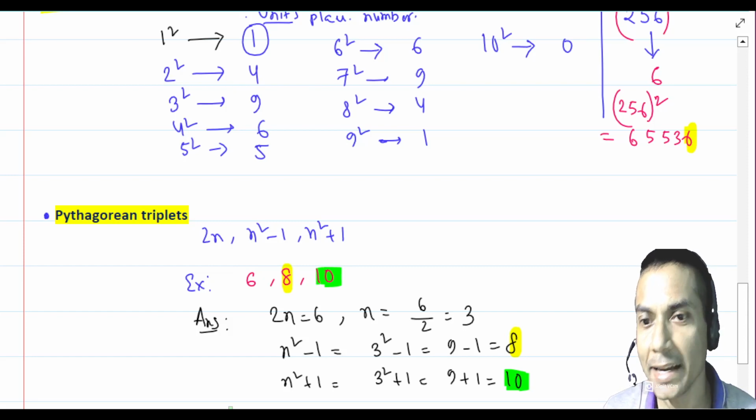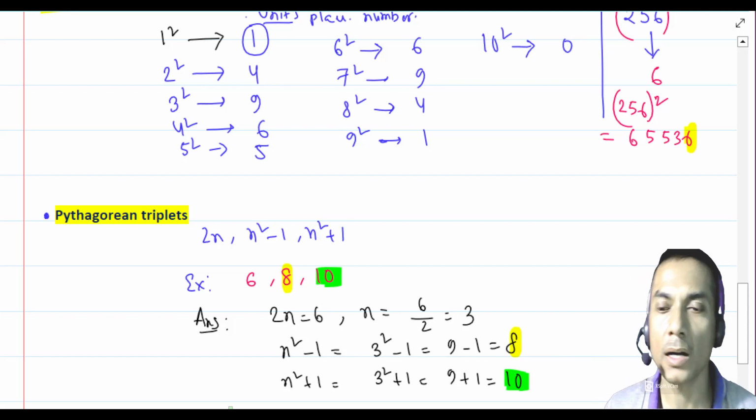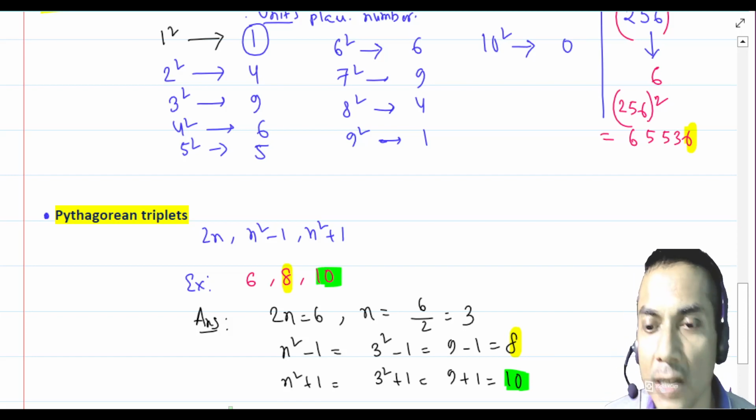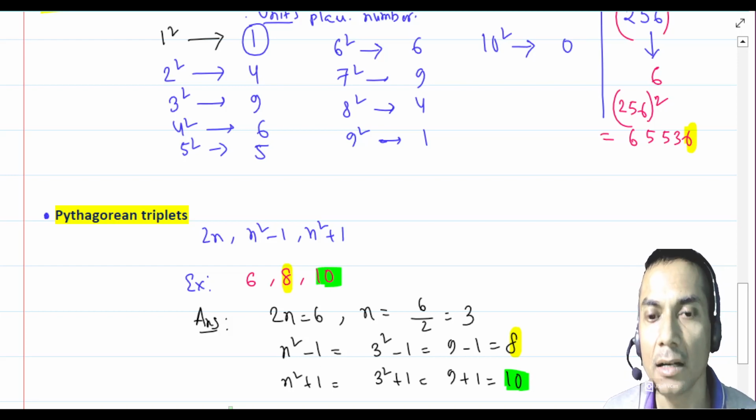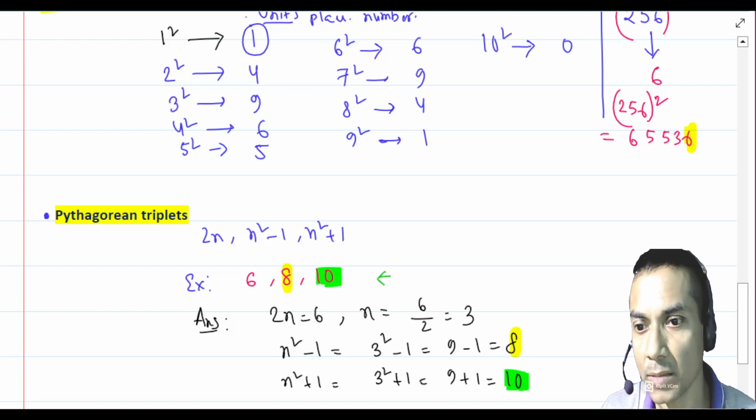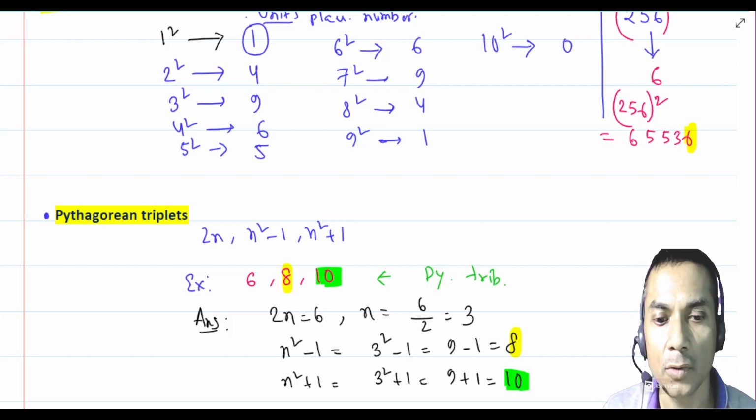So 6, 8 and 10 follow the pattern 2n, n square minus 1, n square plus 1. So we can say that 6, 8, 10 are Pythagorean triplets. Clear? These three numbers are Pythagorean triplets. Hope it is clear.